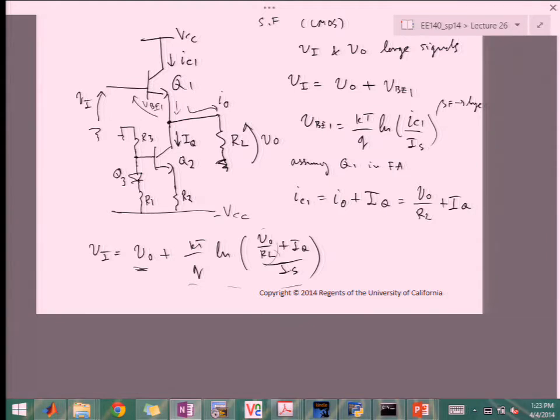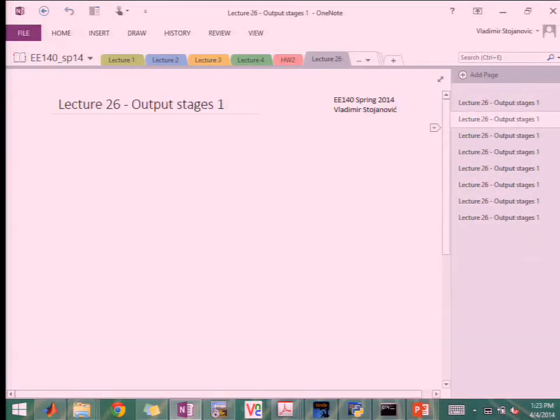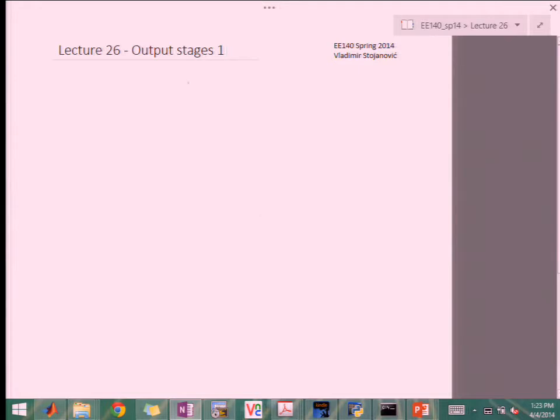So if you take a look at this, we're going to take a look at a few regimes for the transfer function, depending on what this RL really is and how important this term is overall. So let's go to the next one. What we're interested in is the VI versus Vout transfer function.